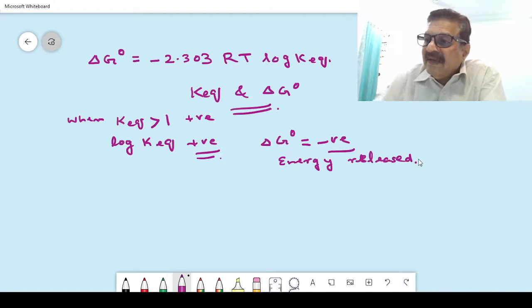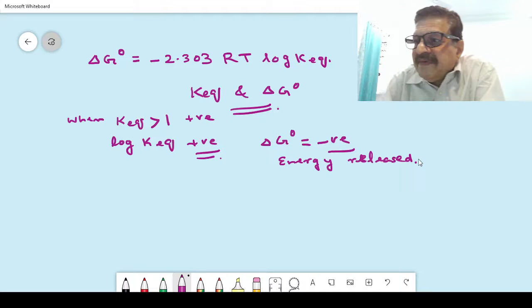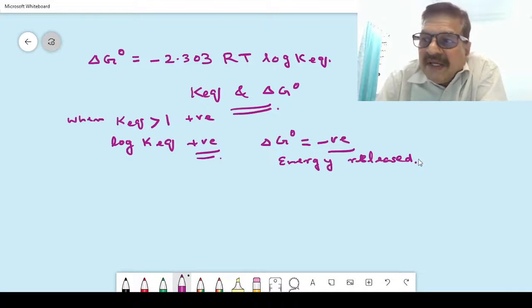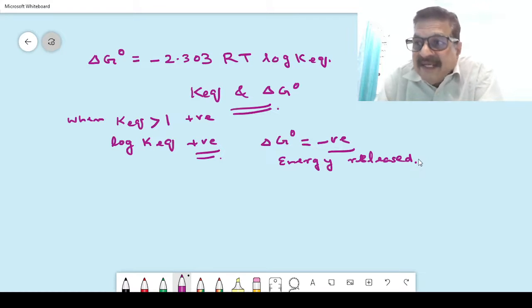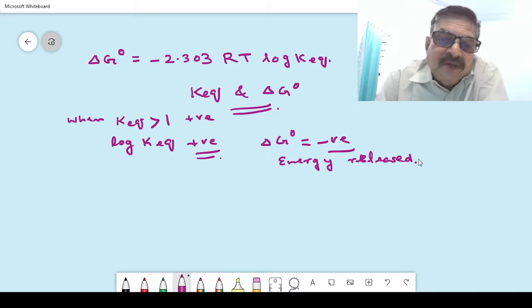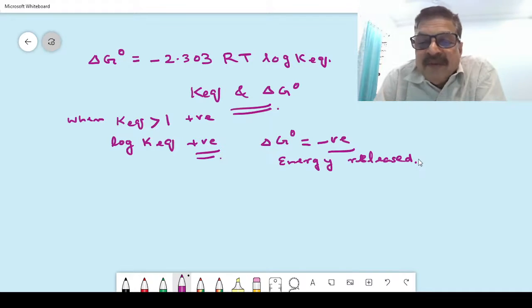Thus, at equilibrium, energy released means the equilibrium favors the formation of the products, because the energy of the products will be lower. Why does the equilibrium favor the formation of the products? Because when delta G is negative, energy is released, and the energy of the products will be lower than the energy of the reactants.